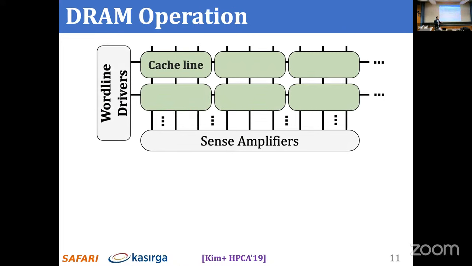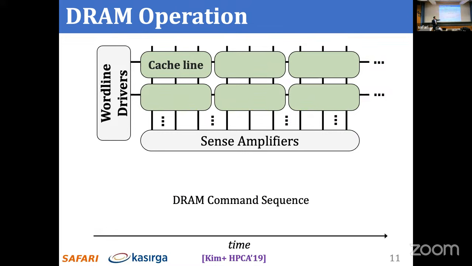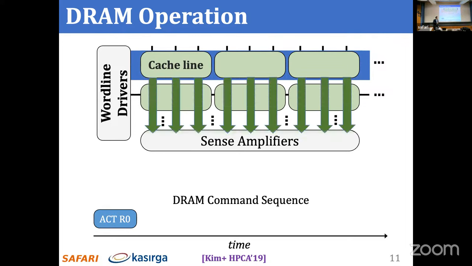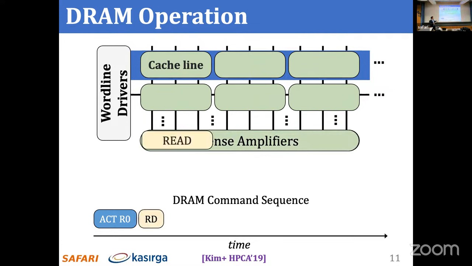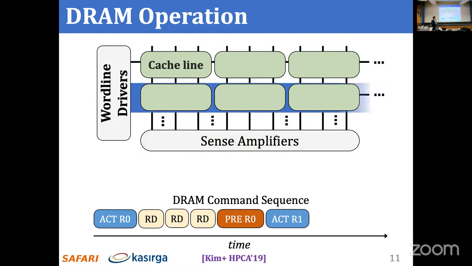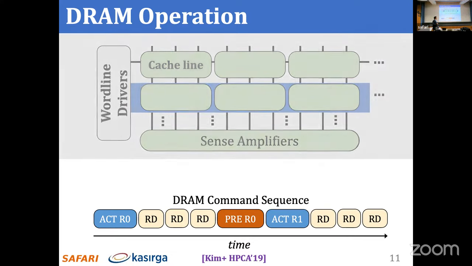And here's another diagram that shows the same operation. So this is now at the granularity of a subarray. And you already know we access DRAM cells in the granularity of a cache line that is typically 512 bits. And on the bottom, we have a DRAM command sequence timeline. To access any cell in this first row, we first send an activate command. And then that will copy the data to the sense amplifiers. Now that the data is in the sense amplifiers, or the row buffer, we can send read commands to read data in cache line granularity. And if we want to access another row, we have to precharge and then send an activate command and repeat the same thing again.